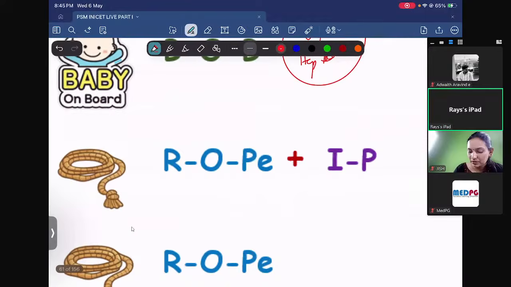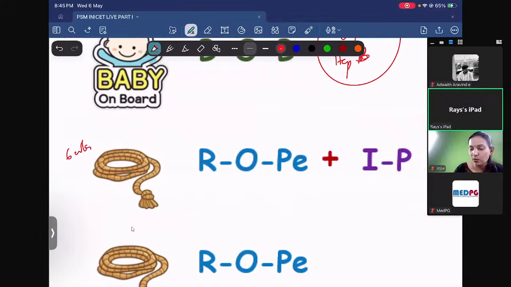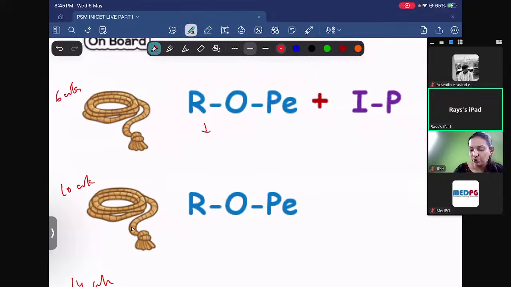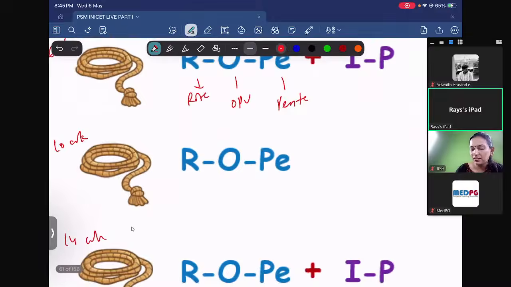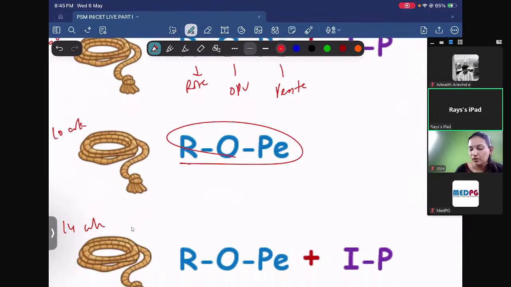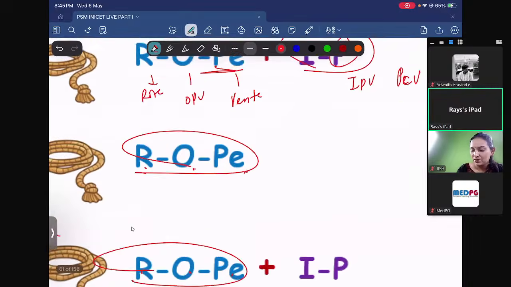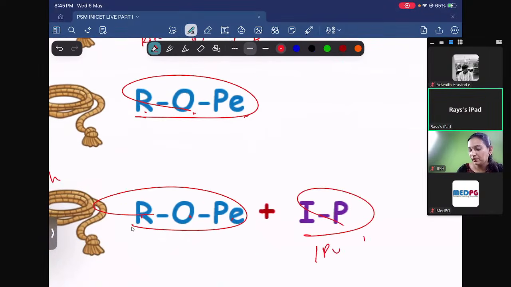Now 6 weeks, you give ROP plus IP. 10 weeks, you give ROP. And 14 weeks, again, you give ROP plus IP. What is ROP? R for rota, O is for OPV, P is for penta. So ROP is the same at 6, 10, 14 weeks: rota, OPV, penta. So at 6 and 14 weeks you give ROP, then extra IP is given at 6 and 14. I is for IPV, P is for PCV. This P is for PCV, while the P in ROP is for penta. Similarly, here also you have IP, so IPV and PCV.